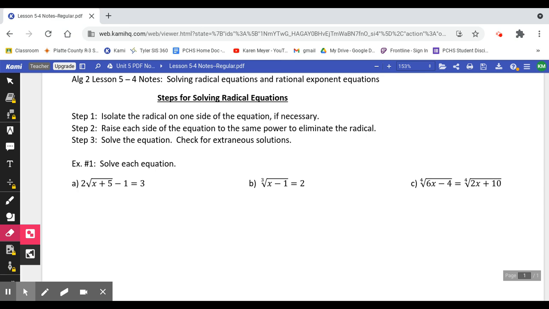Step number 2, to get rid of a radical, you're going to raise each side of the equation to that power. So if I have a cube root, I'm going to raise both sides to the power of 3. And then solve and check your answers.